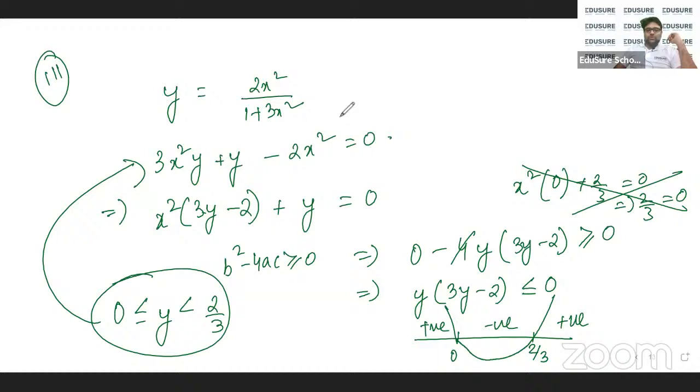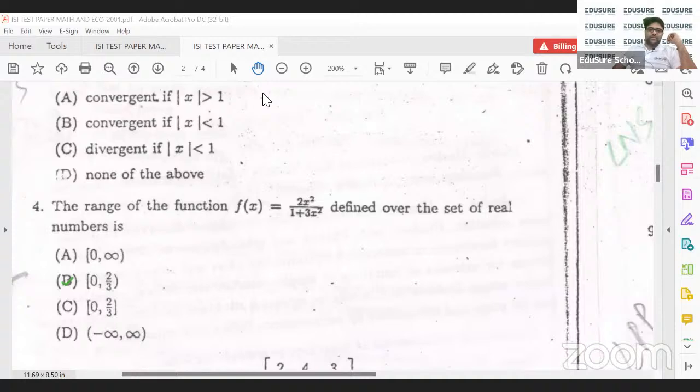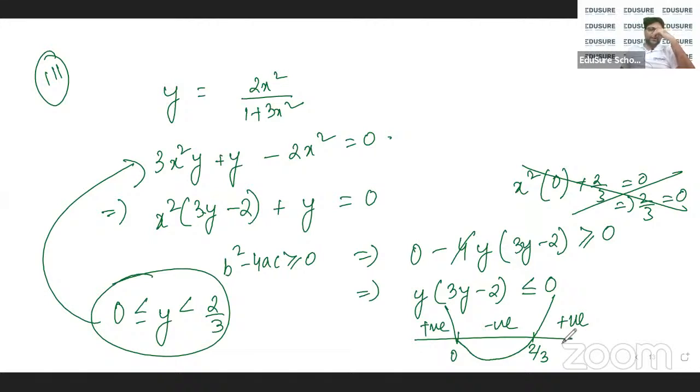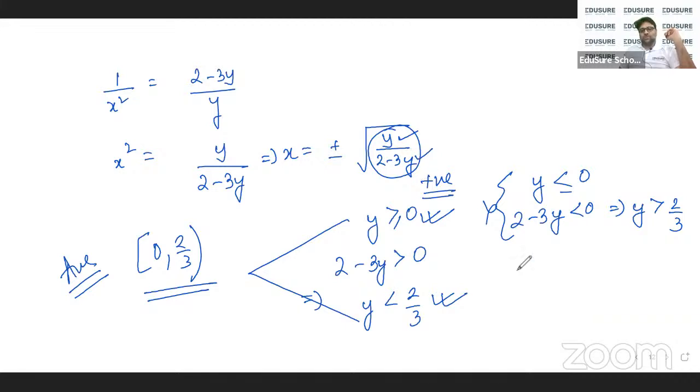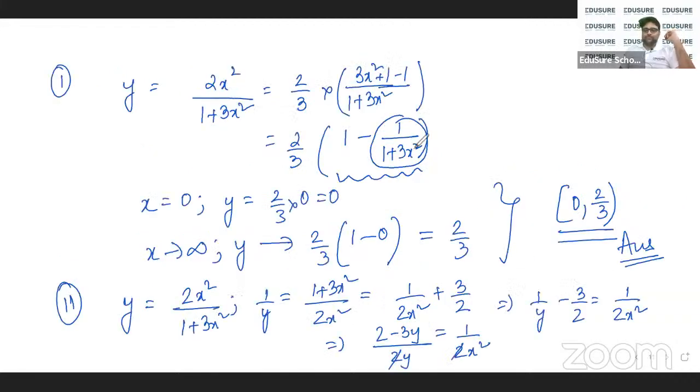Whichever approach you take, the answer will obviously be the same. The answer is 0 to 2 by 3 open interval. 2 by 3 is never achievable. Infinity is only a concept. If x is going to infinity, 1 by 1 plus 3x square is going to 0. It can never be equal to 0. This is going to 0. कभी भी 0 से equal नहीं है.